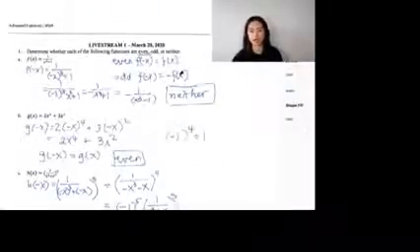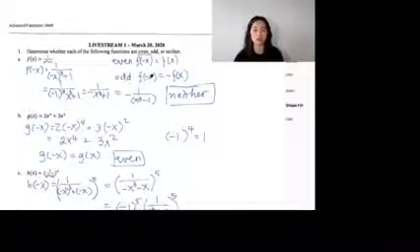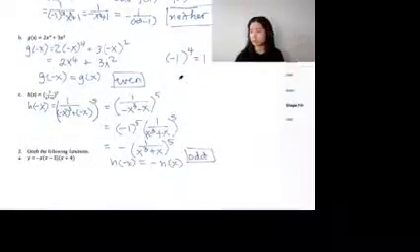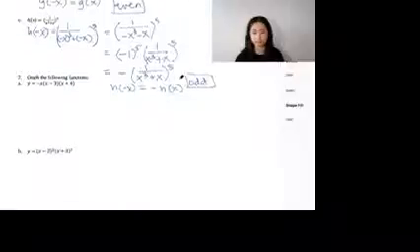right? Because going back to this, what did we say? If it's an odd function, if you plug in negative x in your function, if you have a negative sign and if you're getting the same exact function, which is f of x, you're going to have an odd function. Cool.